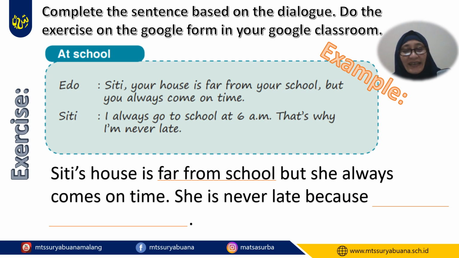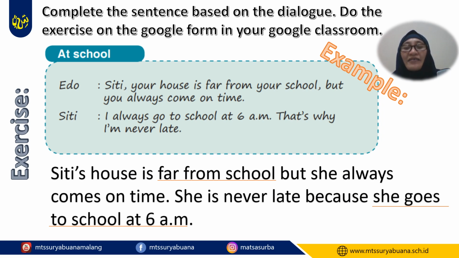Okay, what about the second blank? She is never late because, right, because she goes to school at 6 a.m. Look at what Siti says here. I always go to school at 6 a.m. That's why I'm never late. So, it's easy, isn't it?